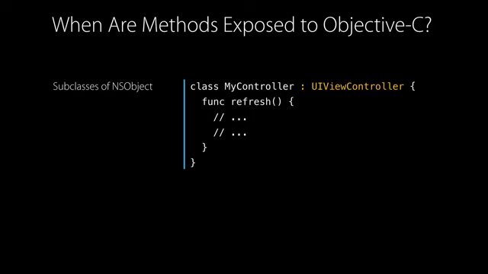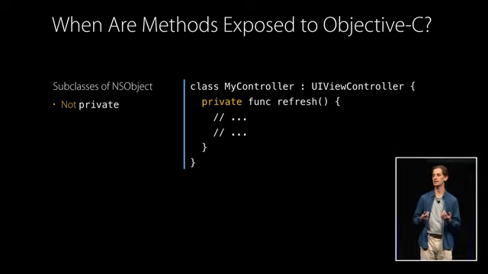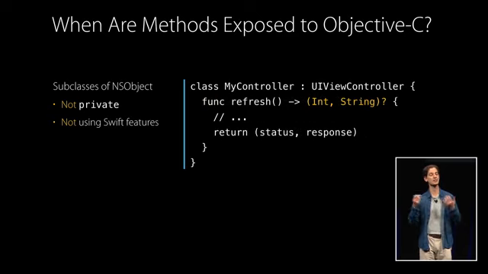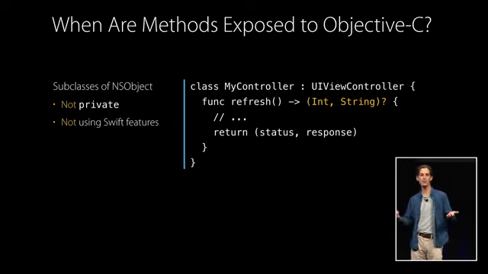However, if you mark that method as private, that means it's only supposed to be visible to the current file. So in this case, Swift will not expose the method to Objective-C by default. Additionally, if you're using some kind of Swift-only feature, like this unusual return type here, then again, there's no way to expose this method to Objective-C, and Swift won't even try.